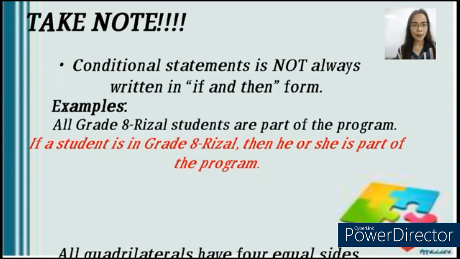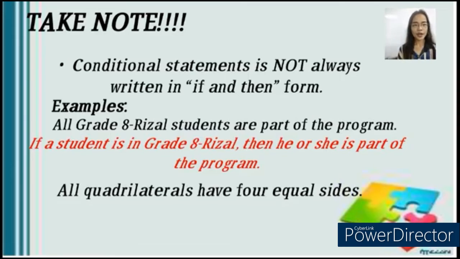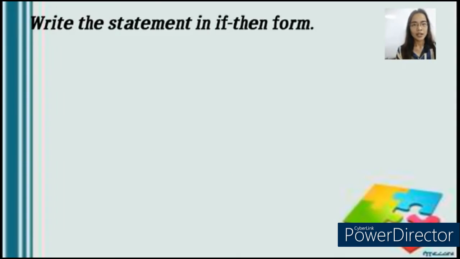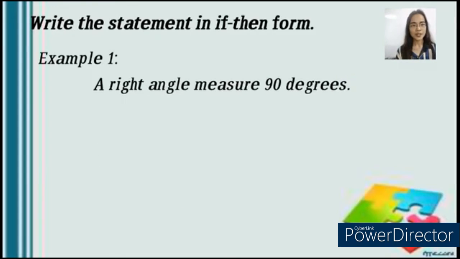Naintindihan? Another example. All quadrilaterals have 4 equal sides. So what will be the hypothesis in that statement? Yes? Very good. The hypothesis in that statement is quadrilaterals. A quadrilateral is a polygon. So the conclusion is have 4 equal sides. Now, we will transform the statement into if-then form. So the answer is, if a polygon is a quadrilateral, then it has 4 sides. Okay, let's write the statement in if-then form. A right angle measures 90 degrees. So what do you think is the answer? Anyone?